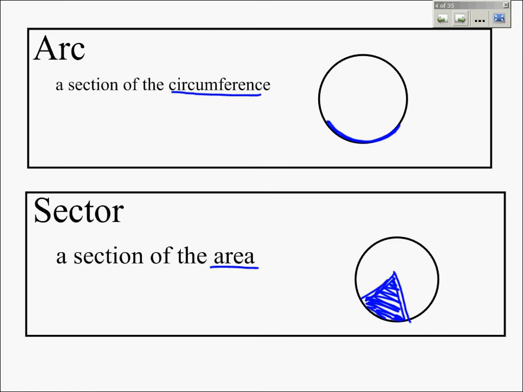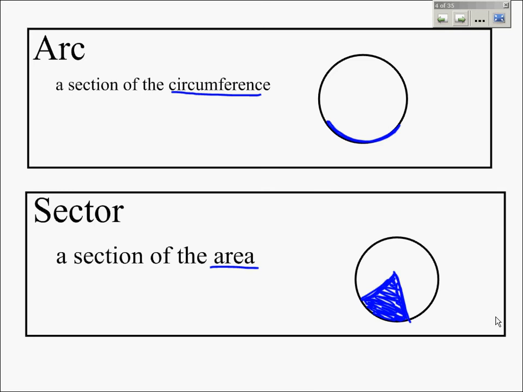Remember, a sector. So this time we're going to have a different formula for sector than when we had with the cone. So those are the two things you're going to be working on today. Make sure you read carefully. Is it asking you for the arc length, where it's asking you for part of the circumference, or is it asking you for the sector, part of the area?